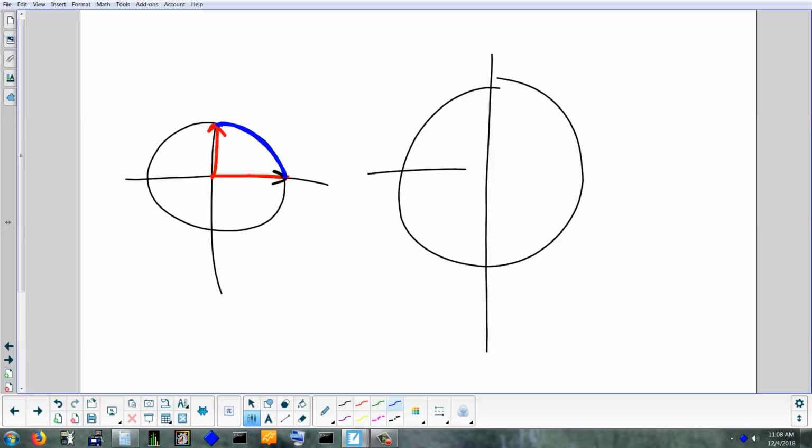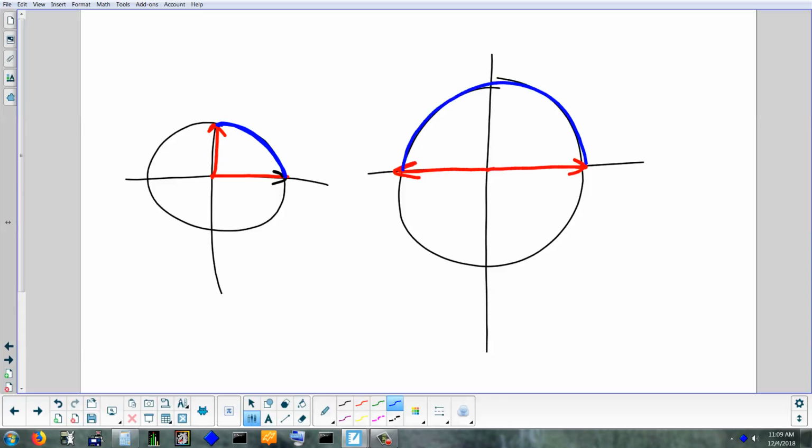Here's a circle. This time, I'm going to draw my initial side, my terminal side, and my arc in blue. How big of an angle did I do this time? 180. If you compare the size of the angle the first time, it was 90, to the size of the angle the second time, it was 180. What happened to the size of the angle? Doubled. It doubled.